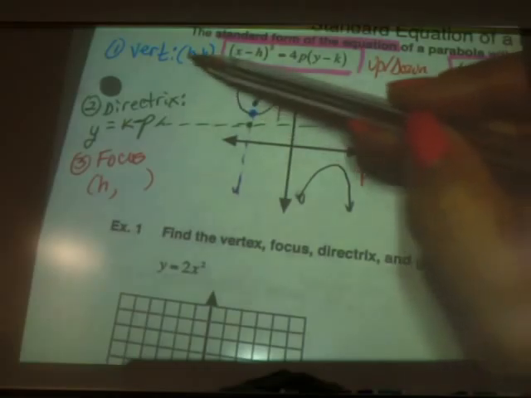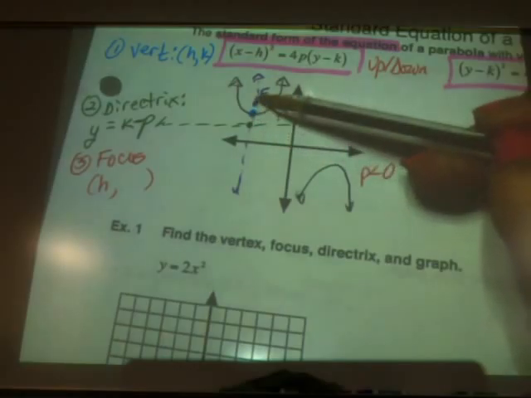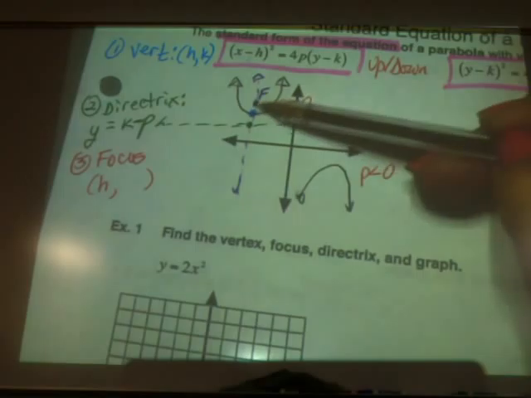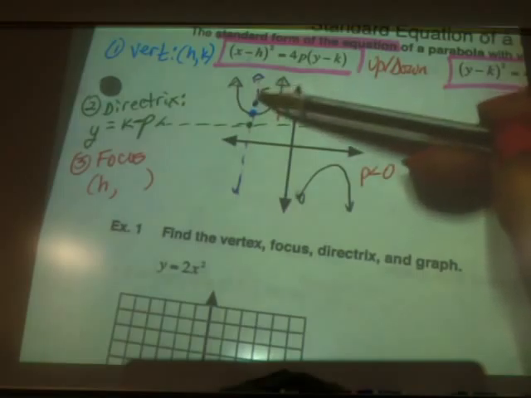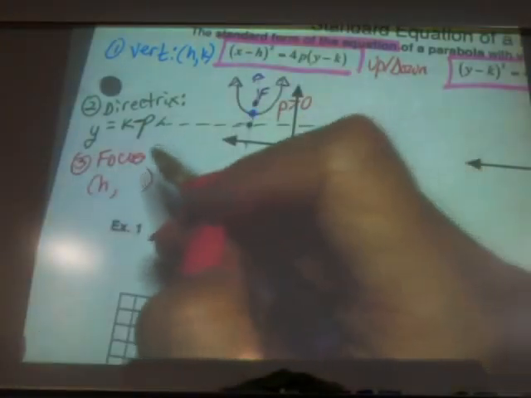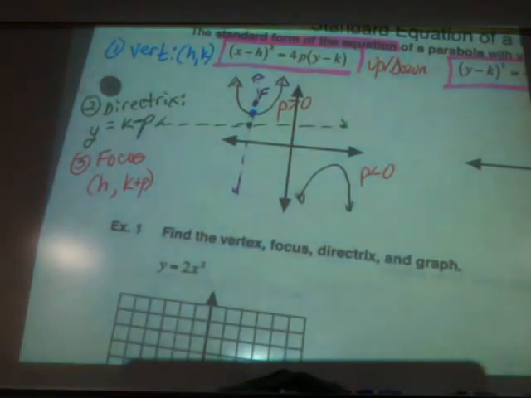If the vertex is (h, k), how do I get up to f, my focus? What's that distance there? It's plus p. So if I took k and I added p to it, I'm going to get to that ordered pair. Because remember, p is that distance from the vertex to that focus.